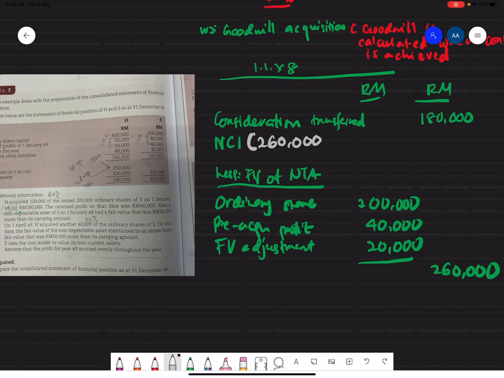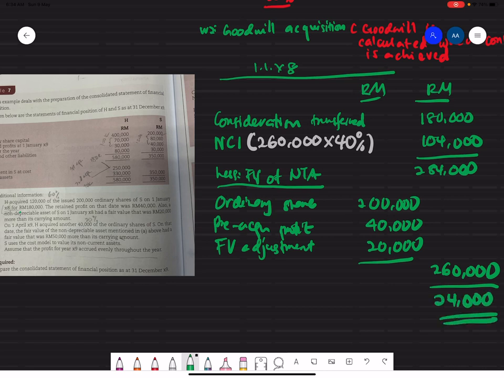260,000 times how many percent? During this time, the NCI is 40%. So you have 104,000. Total up, 284,000. Minus 260,000, you have 24,000 as your goodwill. Okay?